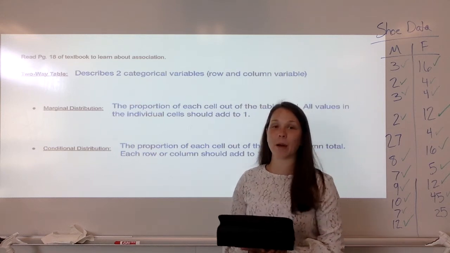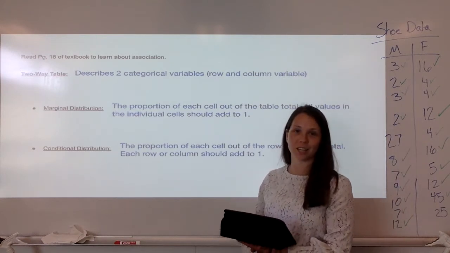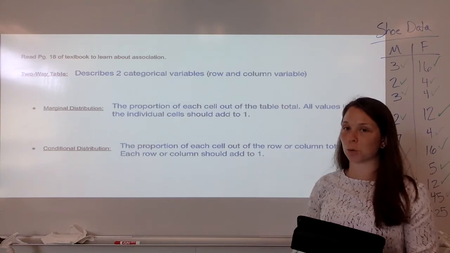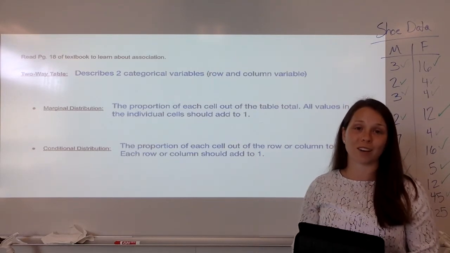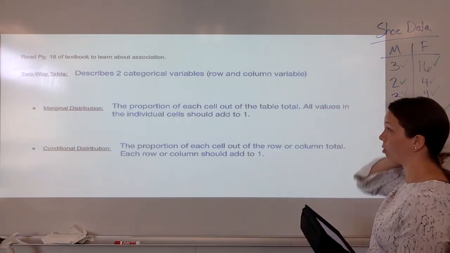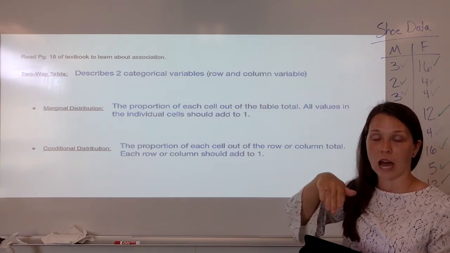All right, so now I'm going to go through and define for you two-way tables, marginal distribution, and conditional distribution. So two-way tables, and actually the two distributions here are things from Algebra 2 curriculum when we had our stats unit there. But a two-way table is used to describe two categorical variables, one of which will be the row and the other one will be the column.